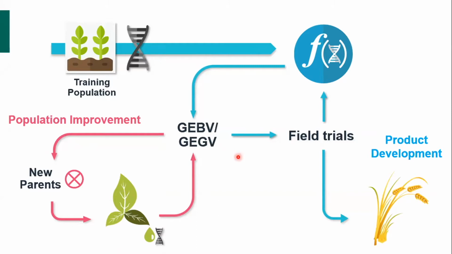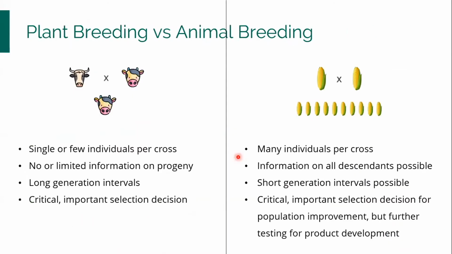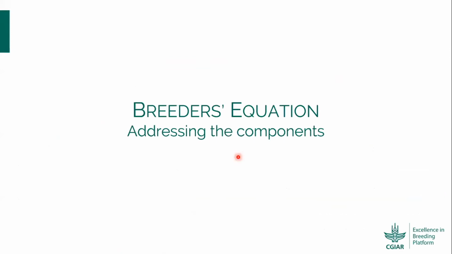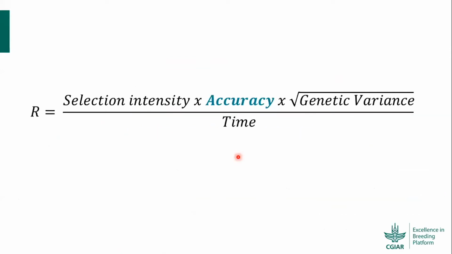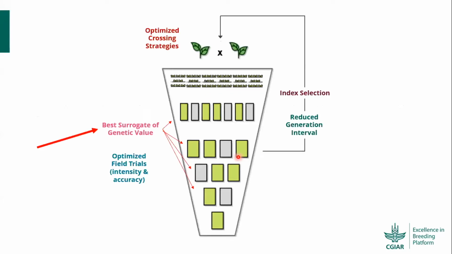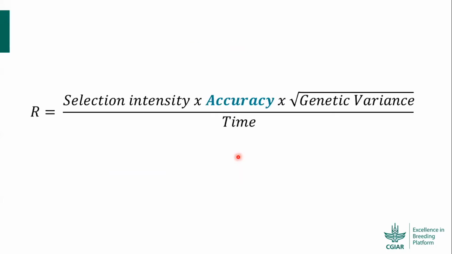If that is still on your mind, then let's move to really the first application of genomic selection. I know that was kind of a long introduction, so now let's focus on how the breeder's equation is linked to genomic prediction. Okay, so let's focus first on the accuracy component. That's why I'm highlighting accuracy here in the breeder's equation.